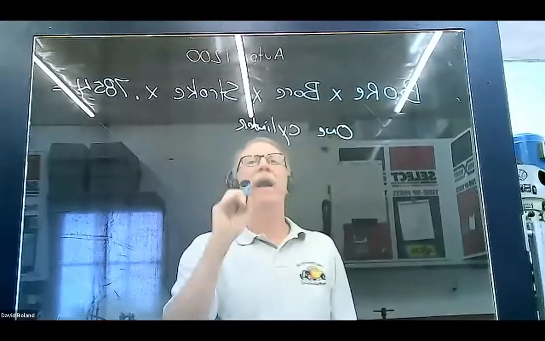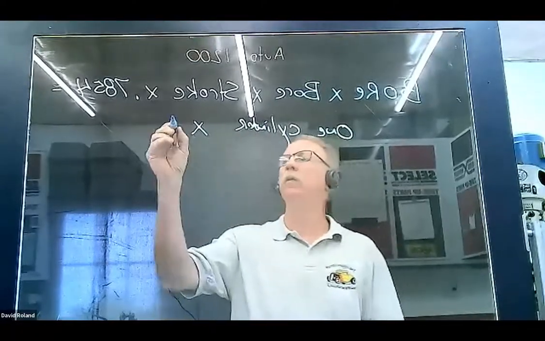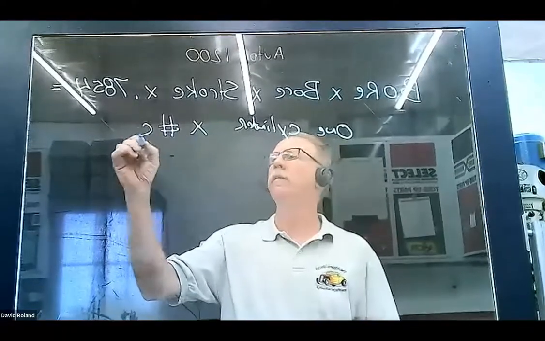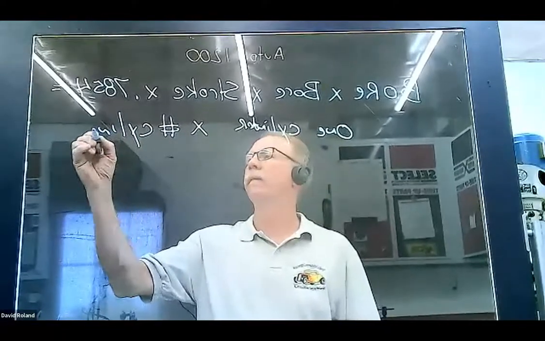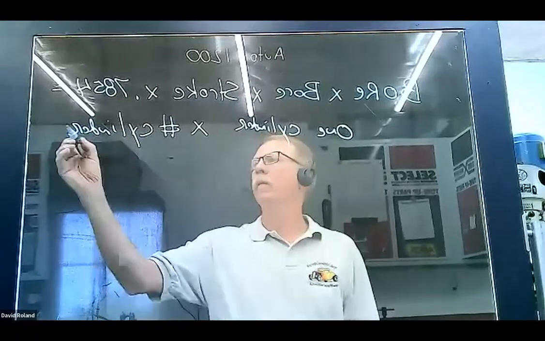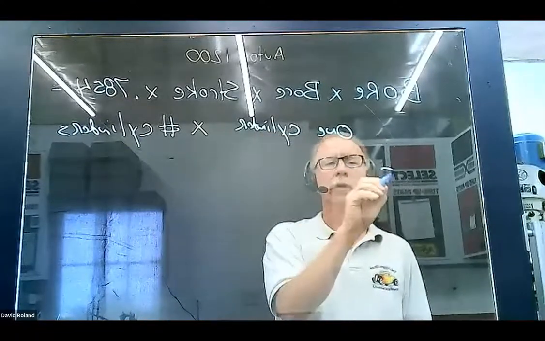If we multiply that times the number of cylinders, we get total displacement.